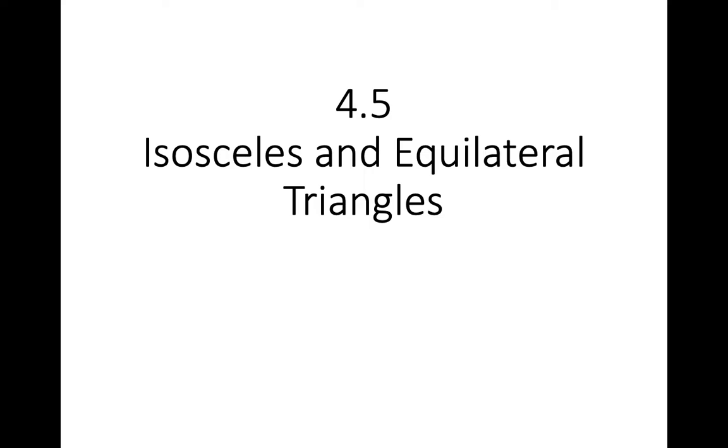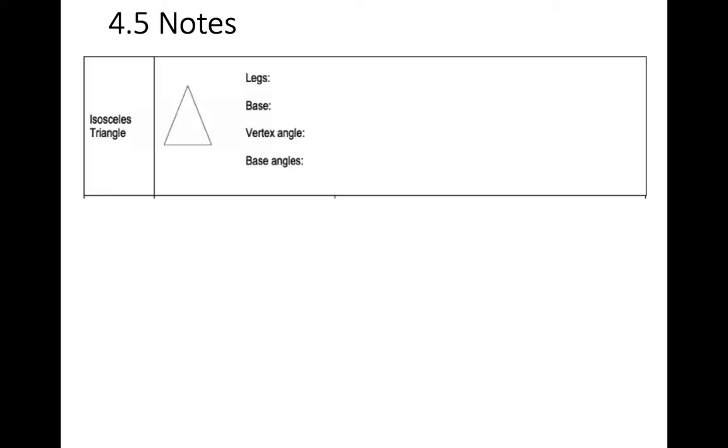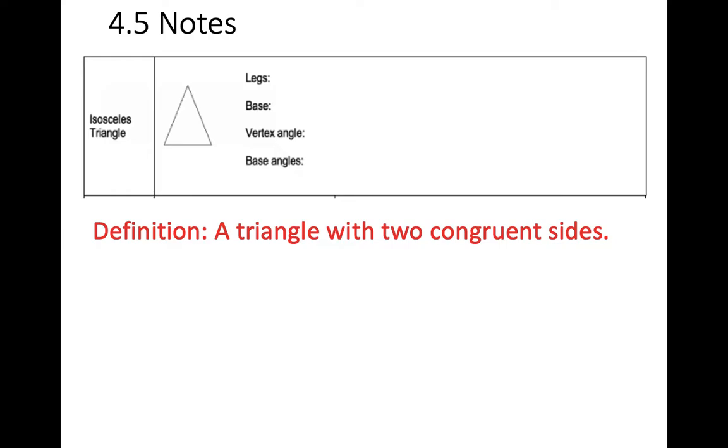Today's lesson is on 4.5, isosceles and equilateral triangles. So the first thing we need to do is define an isosceles triangle. An isosceles triangle is a triangle with two congruent sides. Now let's go through all the different vocabulary we need for isosceles triangles.